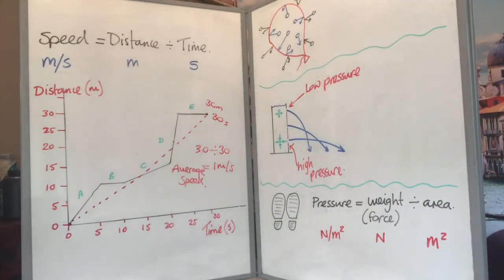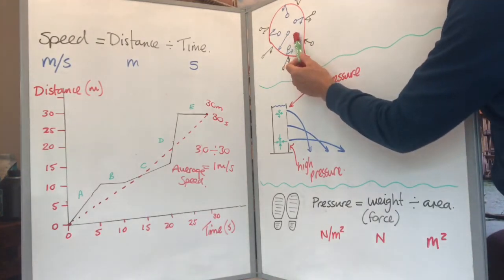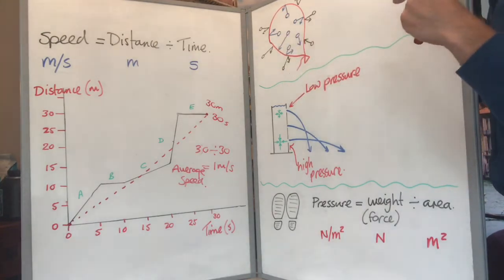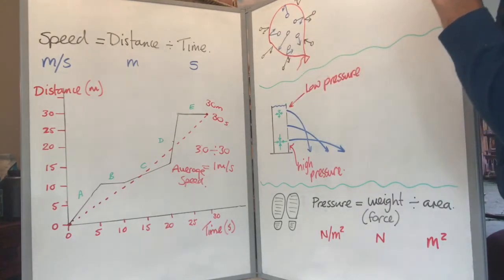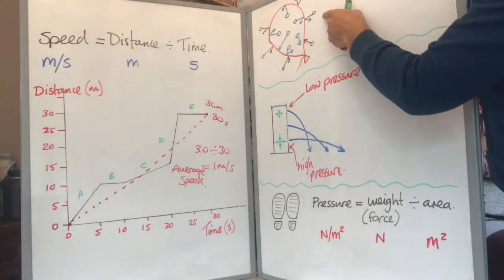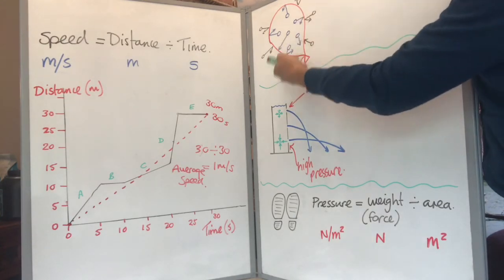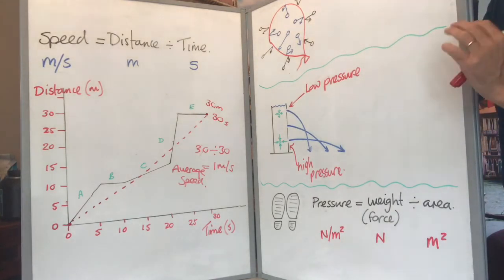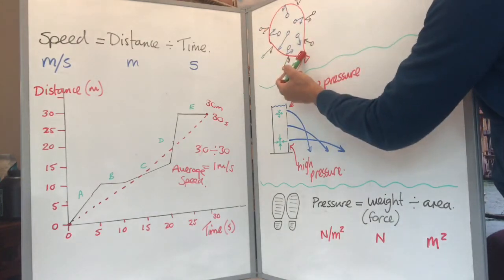Right, let's look at pressure. First of all, pressure in gases. So here we can see the particles, the gas particles inside the balloon, and they are whizzing around inside and they are hitting the inside of the balloon, pushing it outwards. There are gas particles which are on the outside, which are pushing in. And these two forces, these two pressures, balance each other out. So the balloon stays the same size.